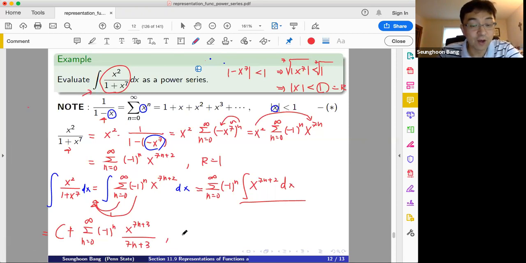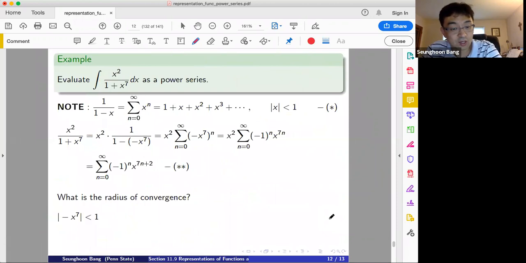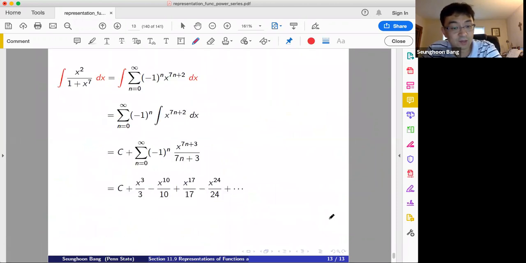That's it. Only find the radius of convergence. What is the radius of convergence of this one? Could you write your answer on the chatting board? What is the radius of convergence? Is it 1? Yes. The original one is 1. You can take the integral, and the radius of convergence doesn't change. That's it. This is the whole idea for solving this kind of problems. Right? So the procedure is like this, the same. So we have it.